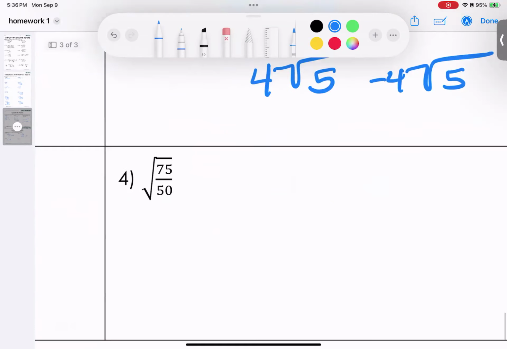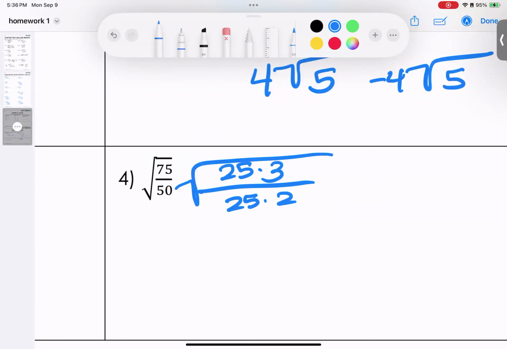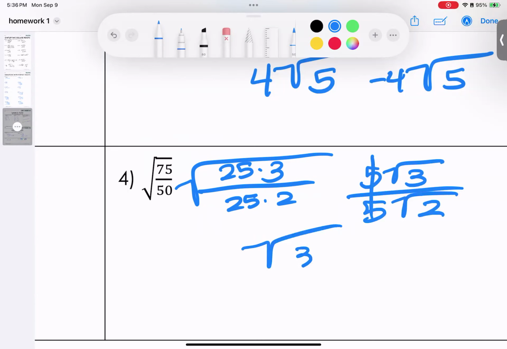And then last one down here, these are perfectly perfect. I can break this into 25 times 3 over 25 times 2, which would be 5 square root 3 over 5 square root 2, which would be the square root of 3 over 2. Technically square root of 2.